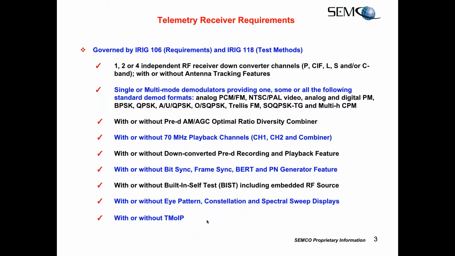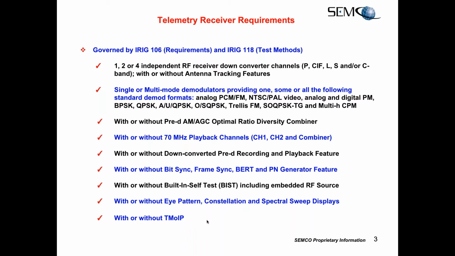A lot of receivers in the industry now contain embedded bit syncs, frame syncs, bit error rate testers, and also PN generators, which is something you want to look at. If that meets your requirements, make sure you specify those requirements. There are also receivers in the industry that have built-in self-tests, which include an embedded RF source. This has a particular application to mobile requirements where you don't have the luxury of a lot of instrumentation in your ground station. With built-in test and an embedded RF source, you can do a lot of pre-mission setup and pre-mission testing using this built-in self-test feature.